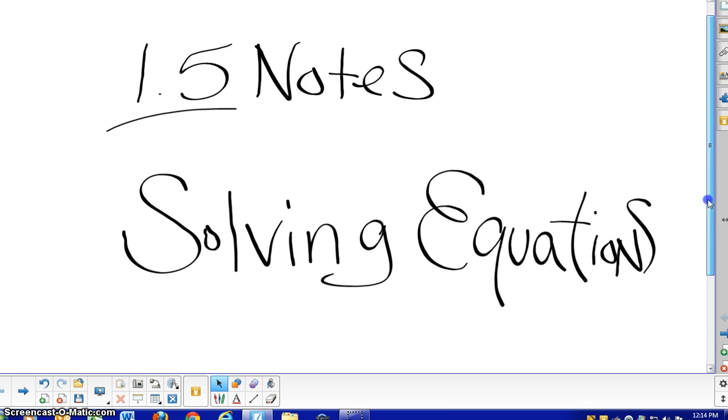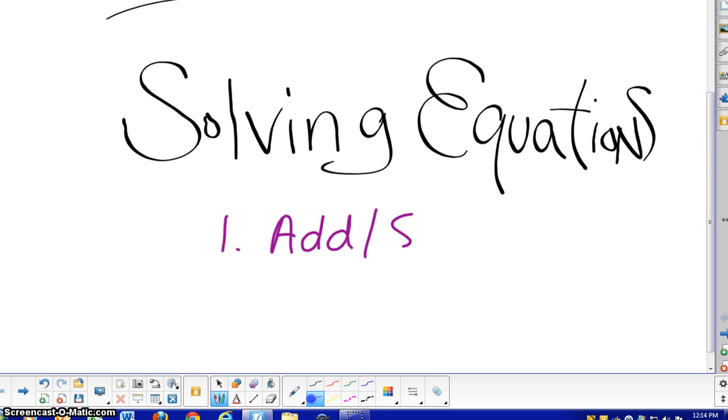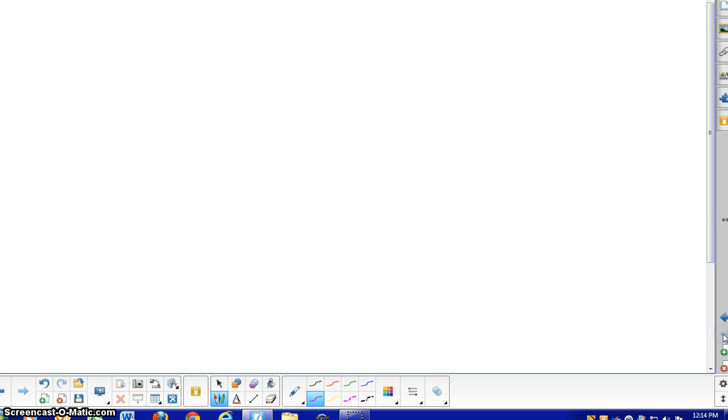Just a couple reminders: when you are solving equations, you always add or subtract first. Again, we're trying to get the variable by itself when we solve an equation. And then we multiply or divide. If you stick with that order, you will be doing pretty well on this information. Okay, let's do a couple examples.